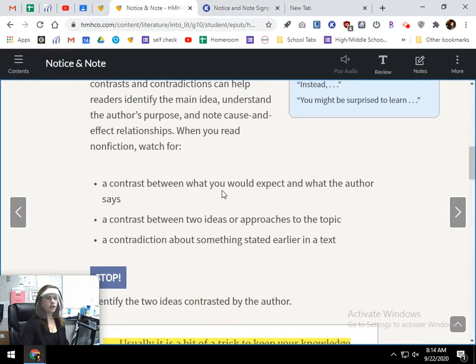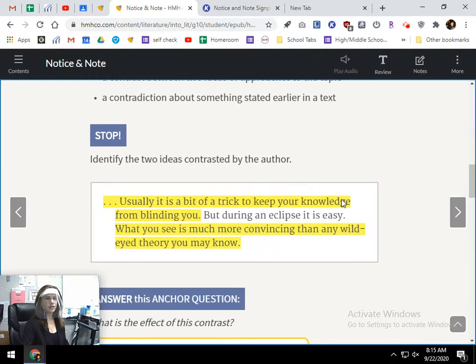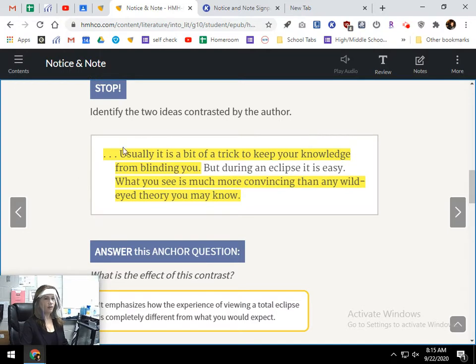Look for a contrast between what you would expect and what the author says. Look for a contrast between two ideas or approaches to the topic. Look for a contradiction about something stated earlier in a text. So now I'm telling you to identify these two, but they've already identified them for you. Identify the two ideas contrasted by the author. This is from the text that we're about to read, by the way, so I'll give you a little preview.